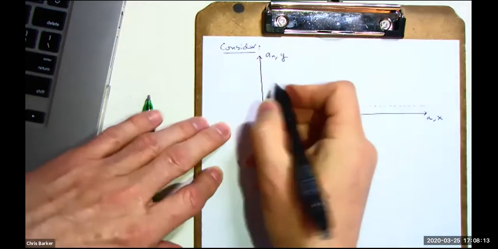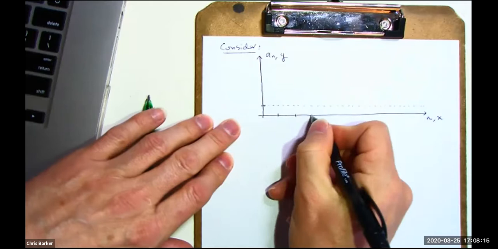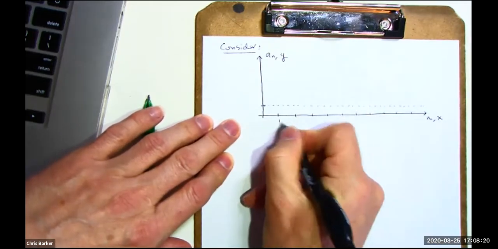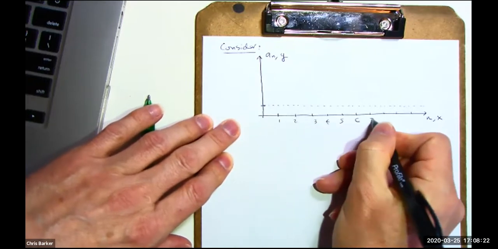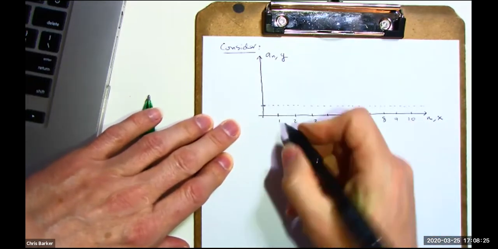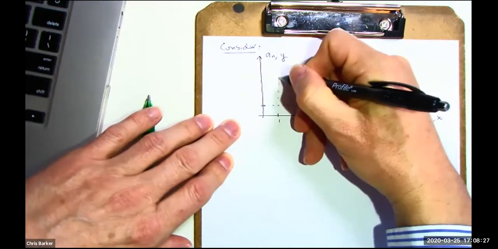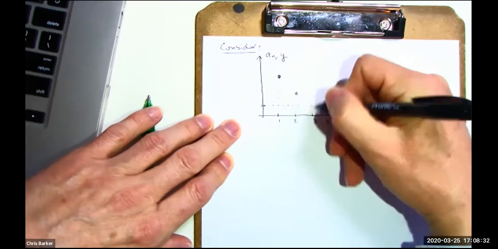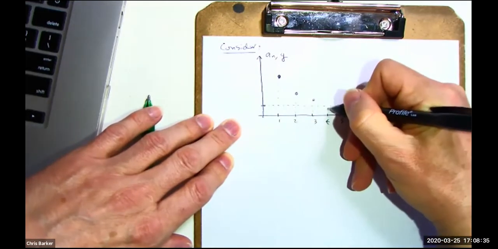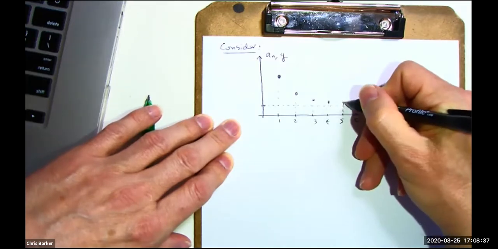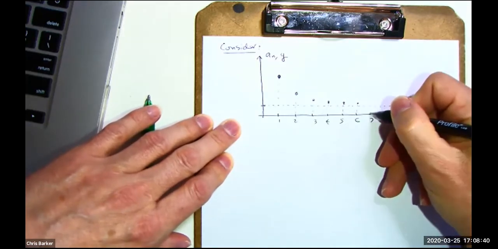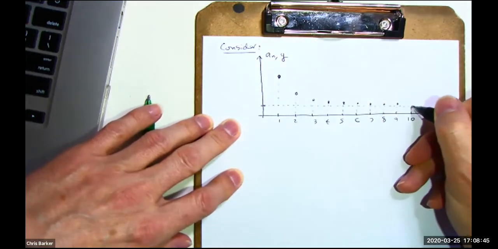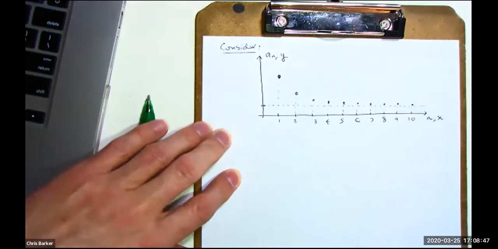Okay. Now, let's just mark off our natural numbers on this axis. So 1, 2, 3, 4, 5, 6, 7, 8, 9, 10. And let's say that when we plug in 1, we get this value. And then when we plug in 2, we get this value. And then 3 gives us this, and 4 gives us this, and 5 gives us this, 6 this, 7, 8, 9, 10, like that. All right.